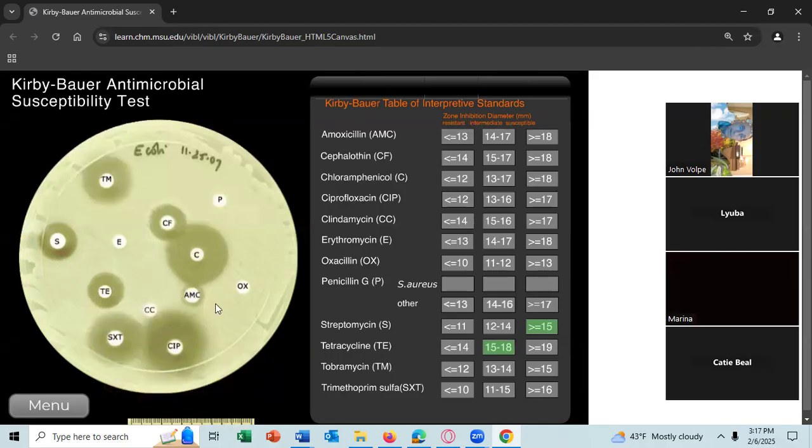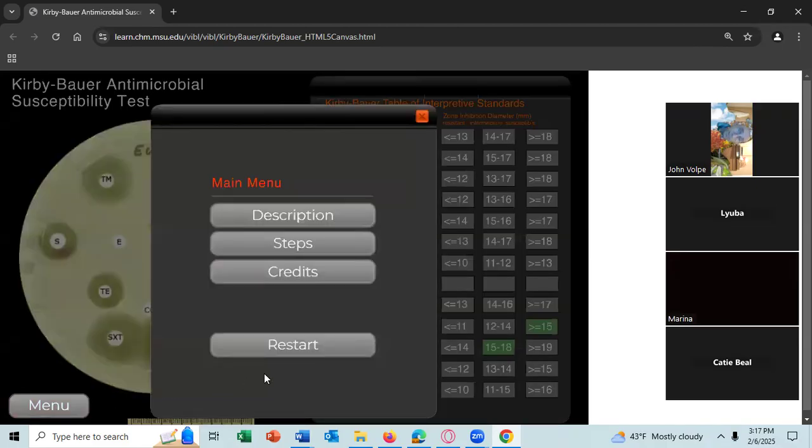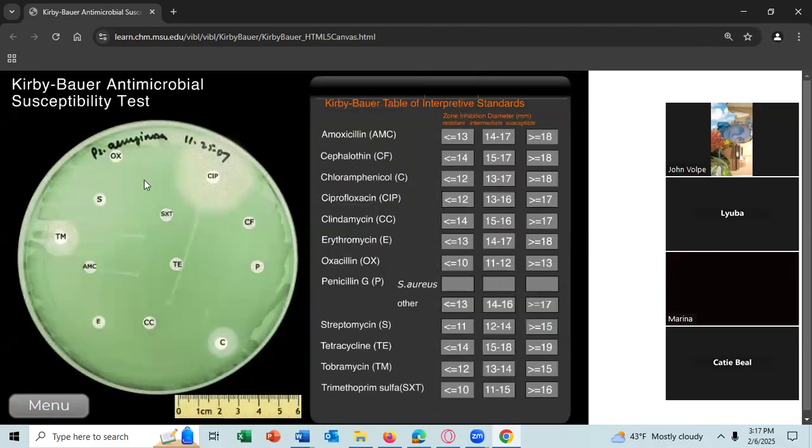How you use this is that's the first one, E. coli, with the different antibiotics. Click the menu, hit restart, you come up with Pseudomonas aeruginosa. And here's the zone of inhibition right there. That's a real big one, something like 40 millimeters. Oh, right there, obviously sensitive. And then where's the small one? Something like there.